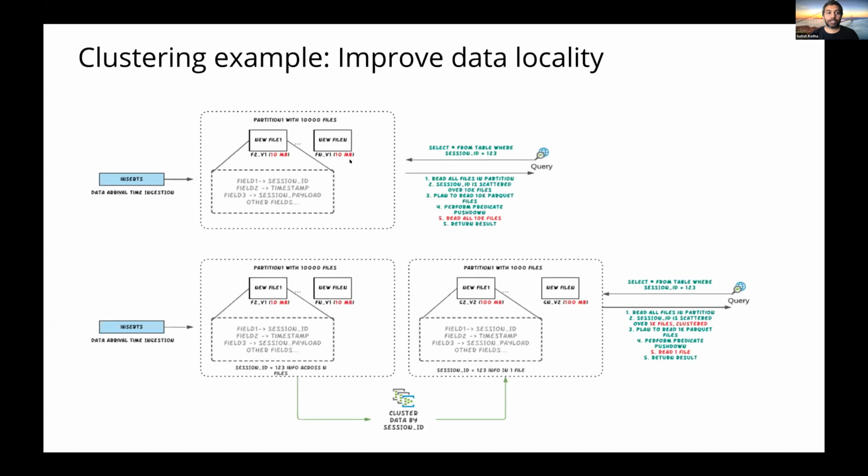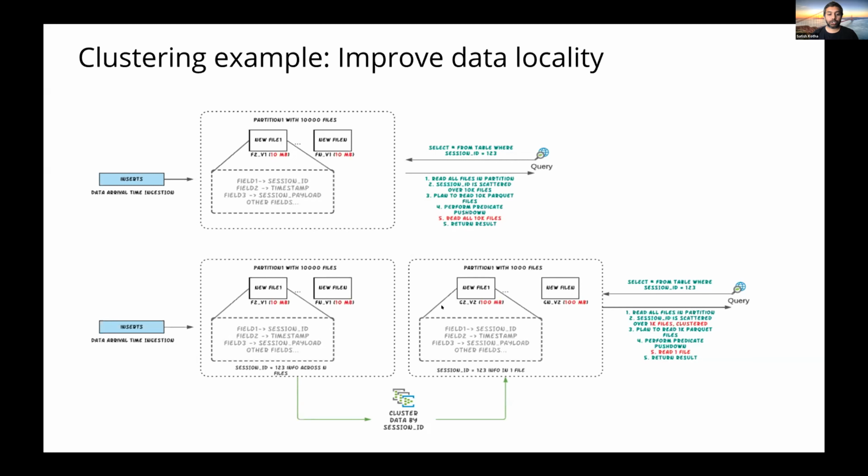Let's take a closer look at one of the use cases of clustering to improve the data locality. The first row here shows the ingestion path typically. When we have data coming in, based on the arrival time, we create multiple files on the distributed file system. In this case, one of the most frequent queries is based on the session ID. But the information for the session ID is spread over all these files. So when users query for this specific session ID, the query has to process, in the worst case, all these 10,000 files.